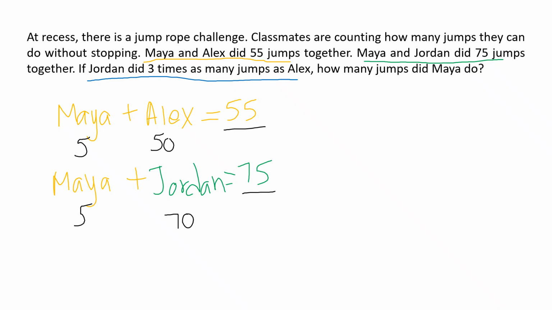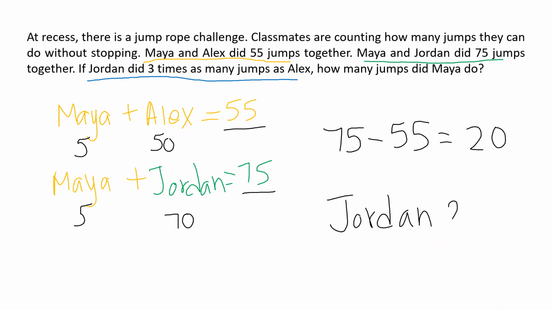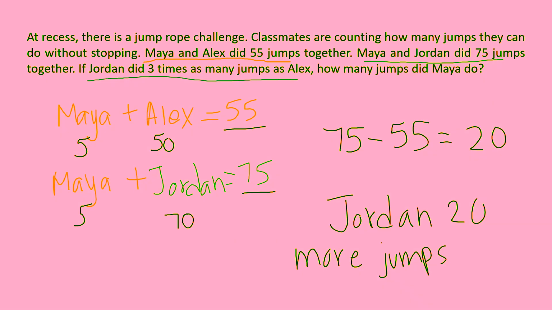Now we can look here that Maya and Jordan did more jumps together than Maya and Alex, and if Maya is doing the same number of jumps, we can conclude that Jordan is doing more jumps than Alex. The question is how many? So to figure that out, we look at the total, right? There's a total of 75 jumps with Maya and Jordan compared to Maya and Alex with 55. So if we take the difference, this will tell us how many more jumps Jordan did, right? So that means Jordan did 20 more jumps than Alex.